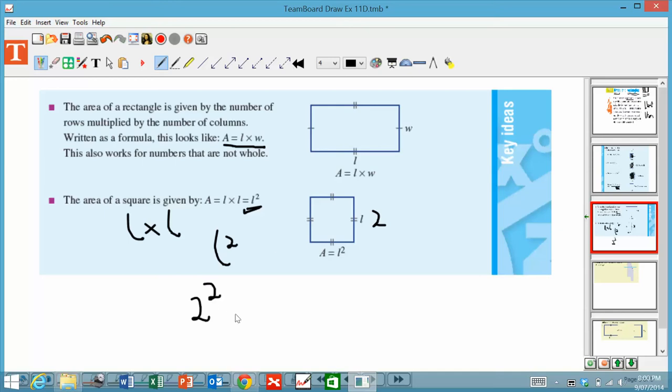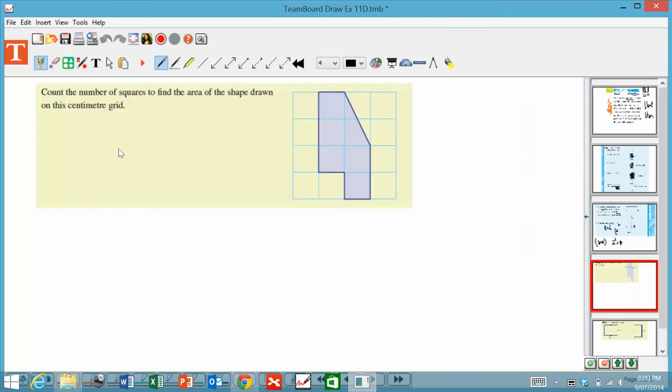2 squared gives me 4, because remember 2 squared is this number being multiplied by itself twice. So 2 times 2, okay? 2 times 2 gives me 4, all right? But a rectangle is length times width, so you've actually got to specify your length and width when you're talking about rectangles. All right. First example here is that you need to calculate the area just by counting the number of squares that a shape takes up.